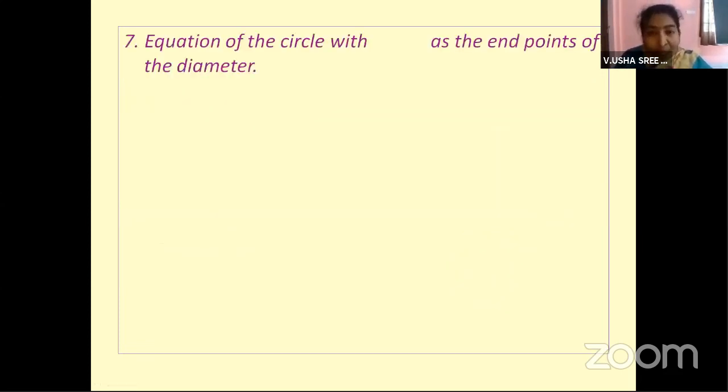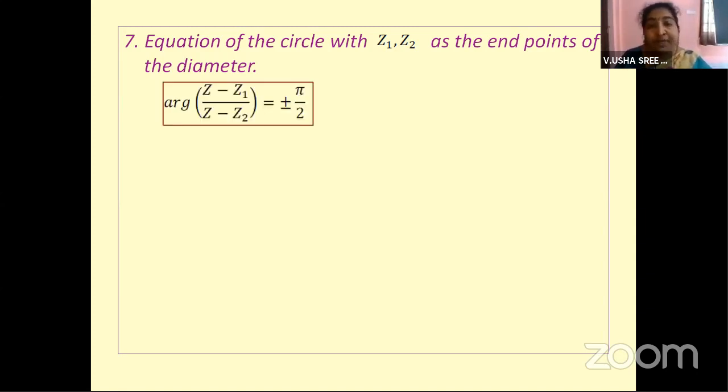Equation of the circle with Z1, Z2 as ends of the diameter. When you are given the ends of the diameter, then you can always write a circle equation. That circle equation can be calculated with the formula: argument of (Z minus Z1) by (Z minus Z2) is equal to plus or minus pi by 2. That means when the angle is 90 degrees, when you take Z minus Z1 divided by Z minus Z2, then you are going to get a circle equation.